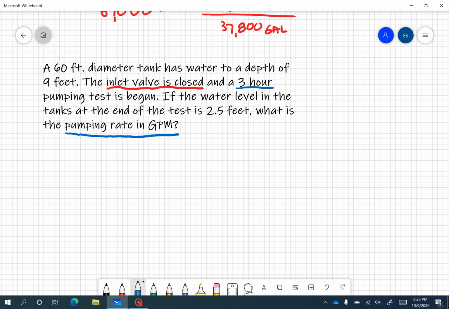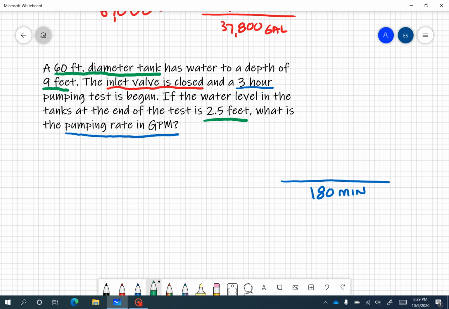So 3 hours times 60 minutes, we have 180 minutes total pumping time. So we have our minutes, we just need to calculate gallons. In this case, they give us the diameter of the tank, and they also give us the beginning tank level and the end tank level. So now we have all the information we need to calculate volume.